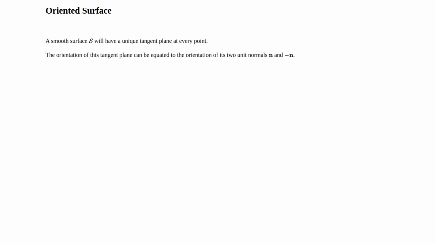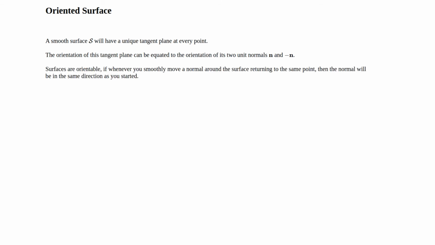And this tangent plane has an orientation that can be equated to its normal, or rather one of its two normals, because if it has one normal, then the vector pointing in the 180-degree opposite direction is also a normal. Call these two normals n and minus n. And so surfaces are orientable if whenever you smoothly move a normal around the surface, returning to the same point, you will have the same direction as you started.